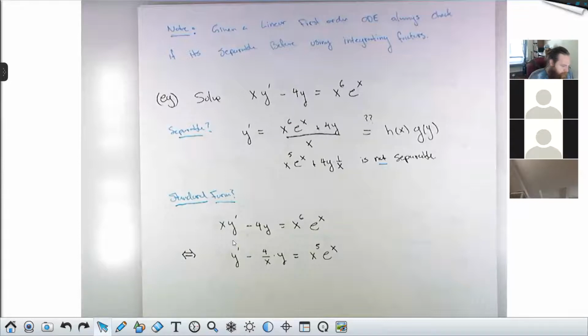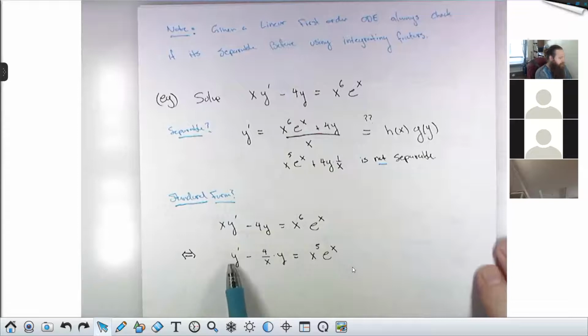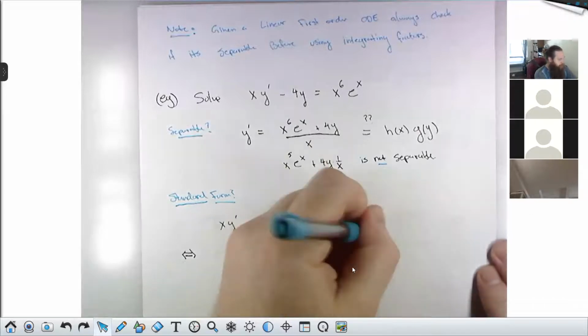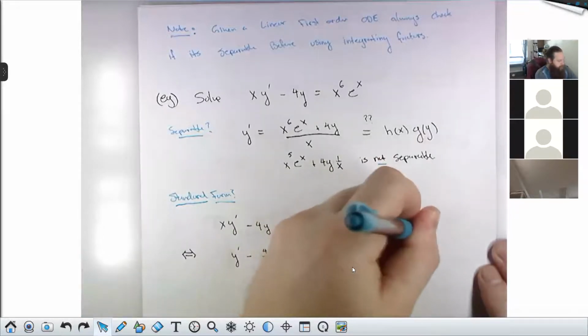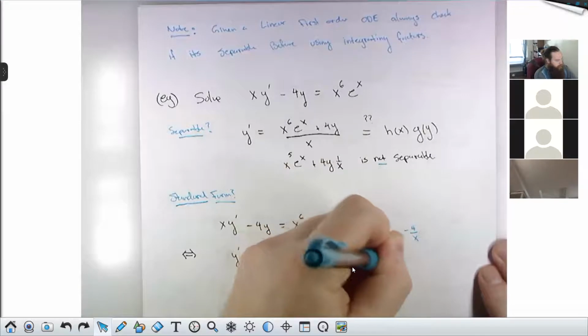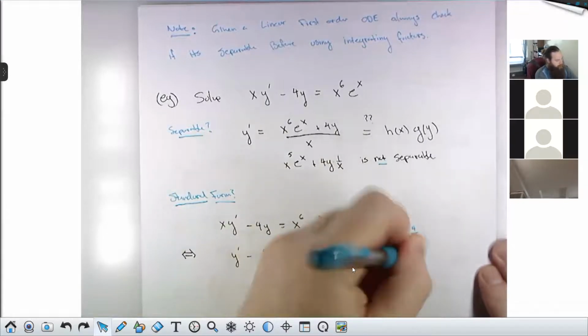What now? Is this now in standard form? Am I happy? Yeah, no, you just need to find the integrating factor. Yeah, very good. So this is standard form now. I've got y prime plus p of x y equals g of x. So just for fun, p of x here is negative 4 over x. And g of x is x to the 5 e to the x.